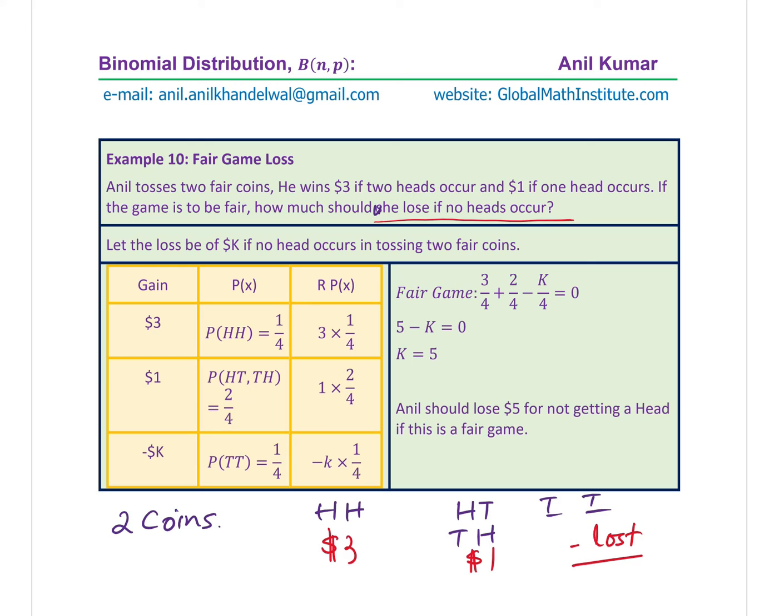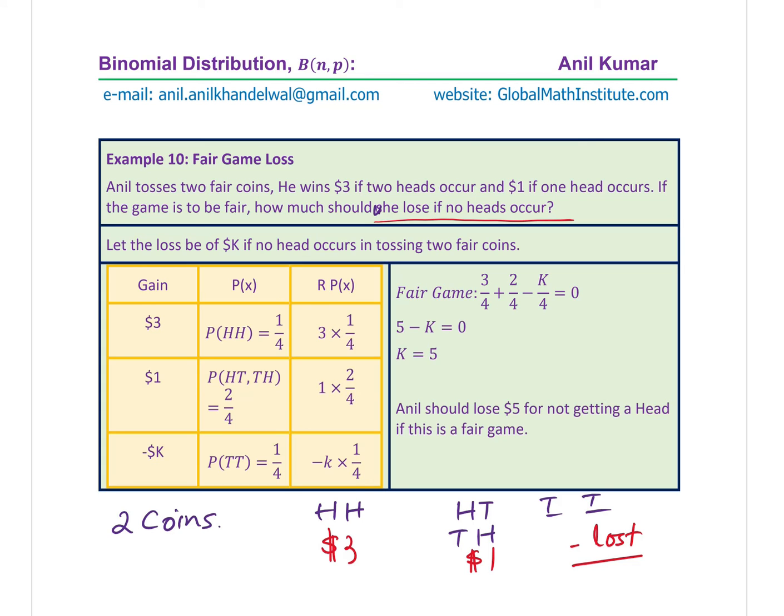Correct. So now we can have a probability distribution. It's again a reverse calculation question for us. So let the loss be k dollars. We don't know how much, right? So k dollars if no head occurs in tossing 2 fair coins. So let's make a table. The gain of 3, gain of 1, or loss of k dollars, with loss indicated by a negative value. The probability of getting 2 heads is 1 out of 4. Clearly, it is 1 out of these 4. And the probability of getting 1 head is 2 out of 4. The probability of getting 2 tails is 1 out of 4. So when we multiply them, we get our expected earnings in this particular case.